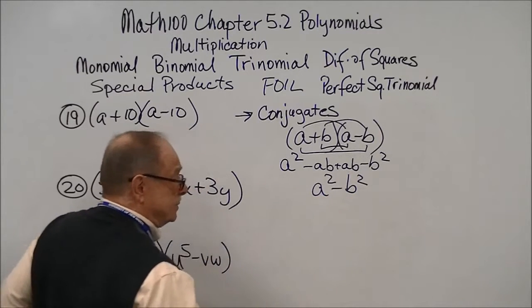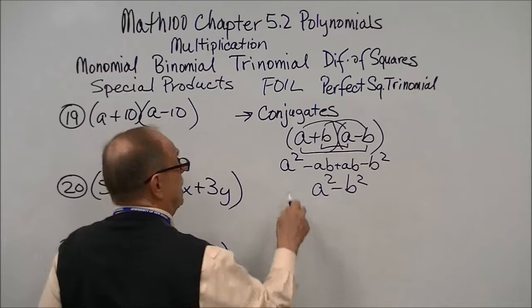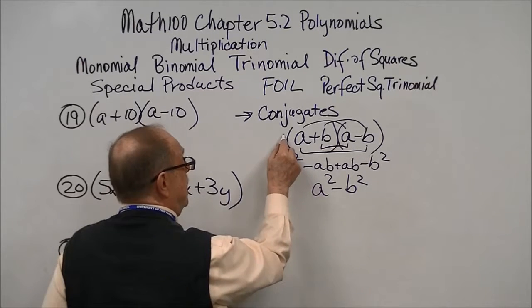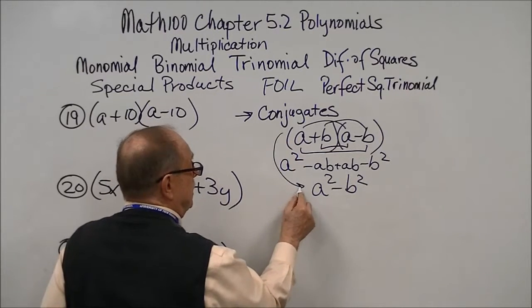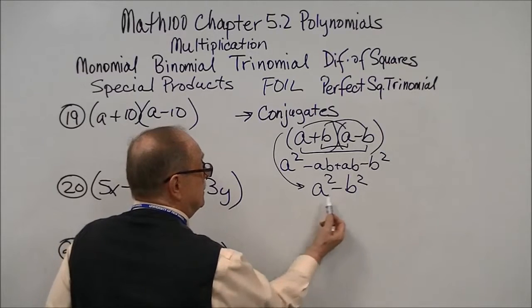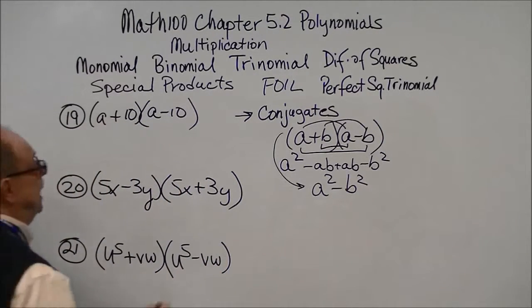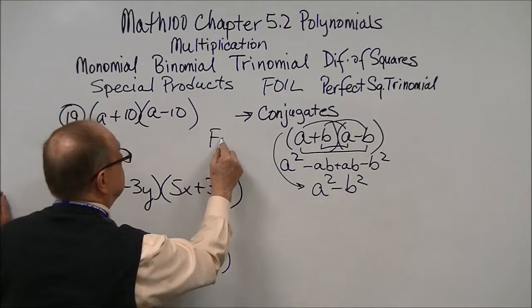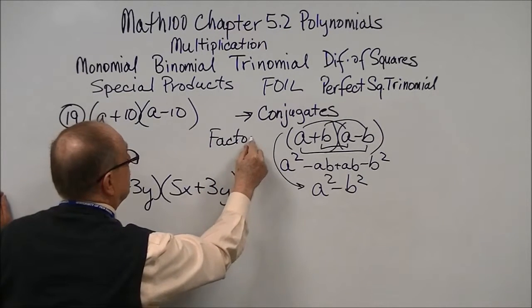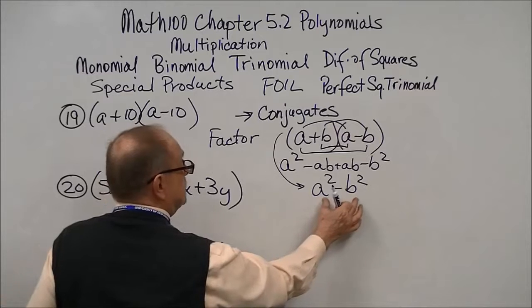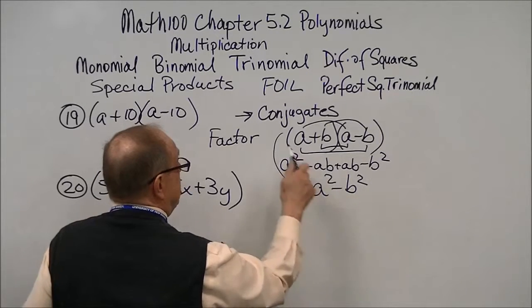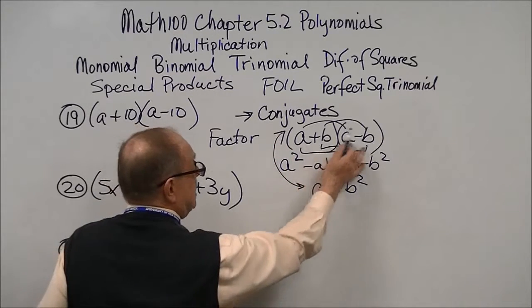Now, what's interesting about that? Well, whenever you multiply conjugates, you get the difference of perfect squares. But later, when we go to factor the difference of perfect squares, it factors into their conjugates.